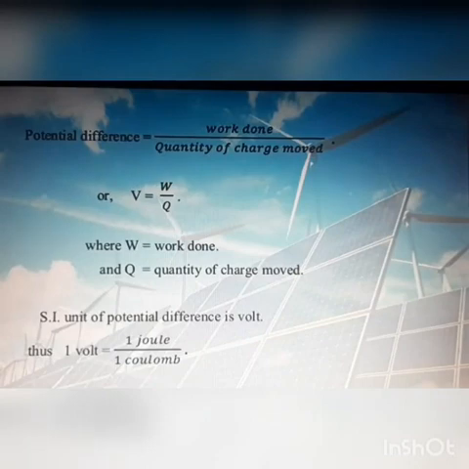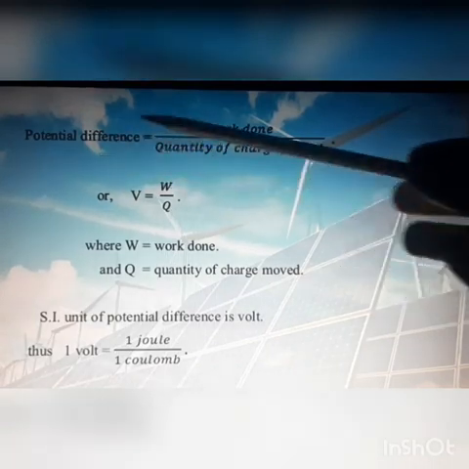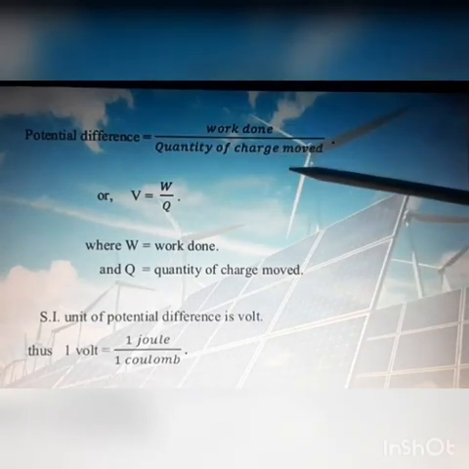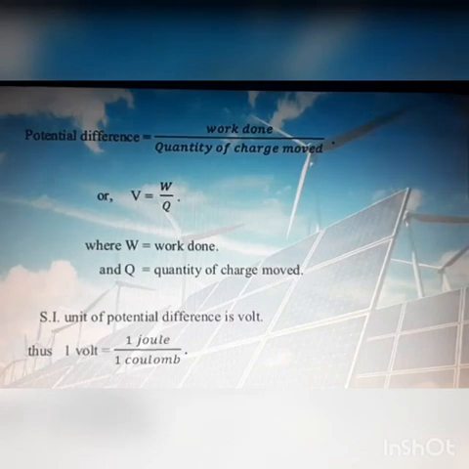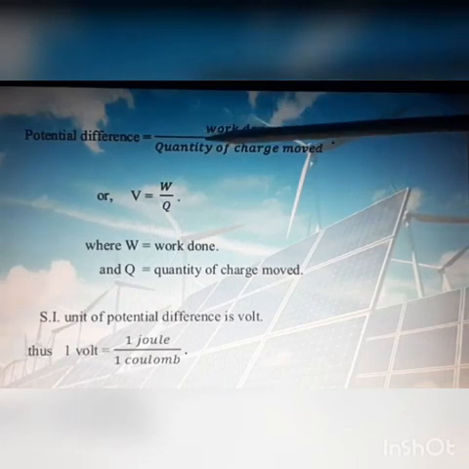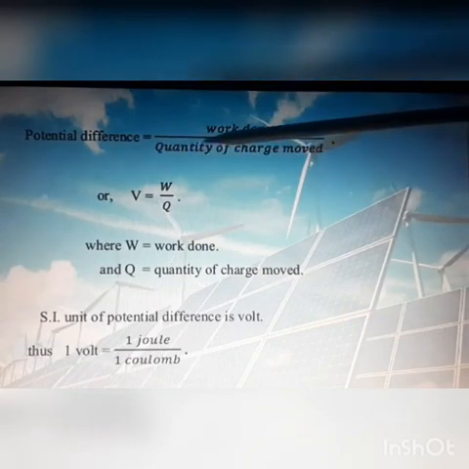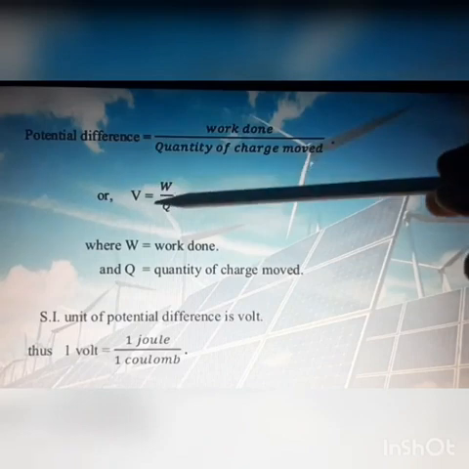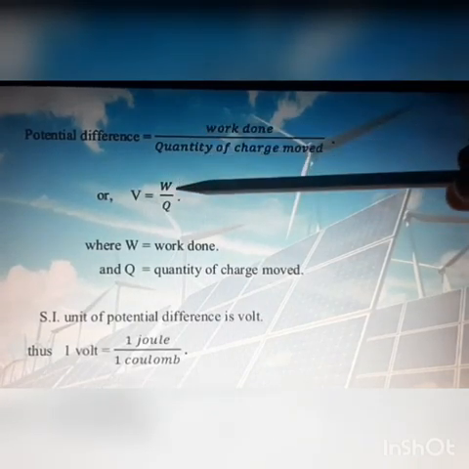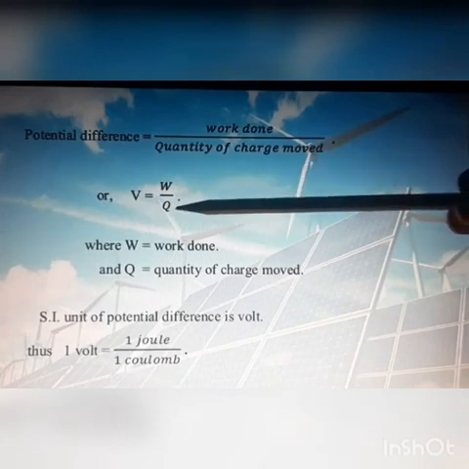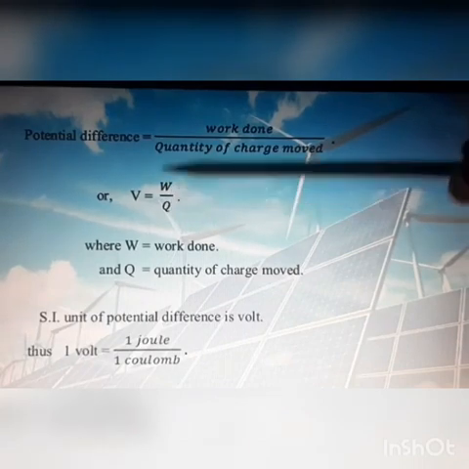Now we are going to learn how to calculate potential difference. Potential difference is equal to work done divided by quantity of charge moved. That means we have seen in the definition that potential difference is the amount of work done in moving a unit positive charge. In order to find the work done per unit positive charge, we need to divide the total work done by the total charge moved. Here potential difference is denoted by capital V, work is denoted by capital W, and quantity of charge moved is denoted by Q.